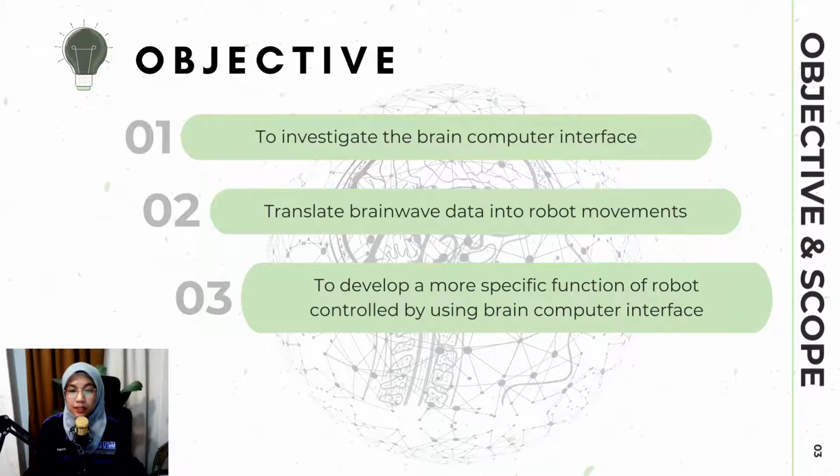There are 3 objectives for this project. Firstly is to investigate the brain-computer interface. Secondly, translate brainwave data into robot movement. Third, to develop a more specific function of robot control by using brain-computer interface.